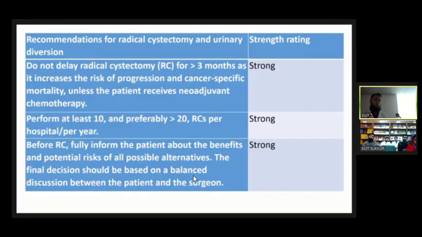The slide over here is about nerve sparing techniques. The basic principle of nerve sparing should always be that the tumor should be removed completely, rather than saving nerves and leaving the tumor behind. This principle should always be in mind.